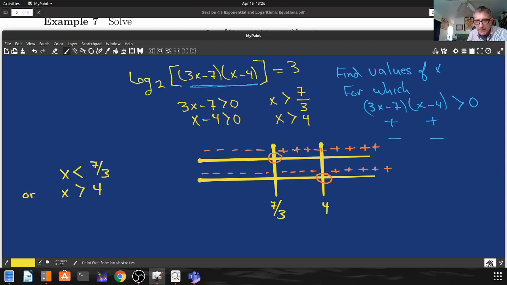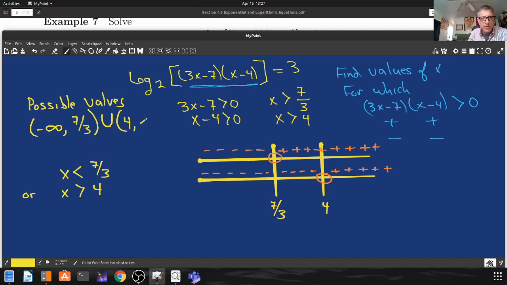So this area right here, I have one factor positive and the other factor negative. A positive times a negative is a negative. So I need the area where they're both negative or both positive. So this is going to be our domain. So we can write our domain, possible answers, possible values, require x to be in minus infinity to 7/3, not including 7/3, or we take the union 4 to infinity.